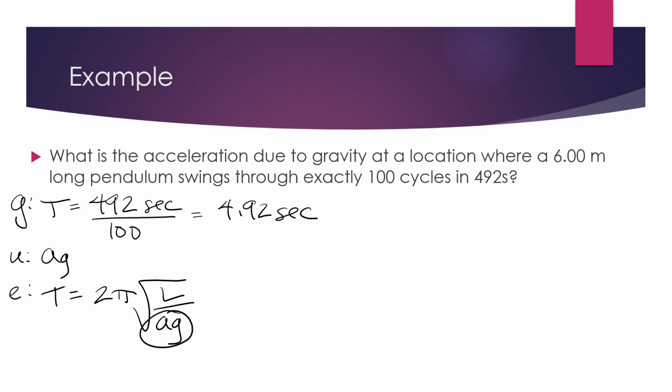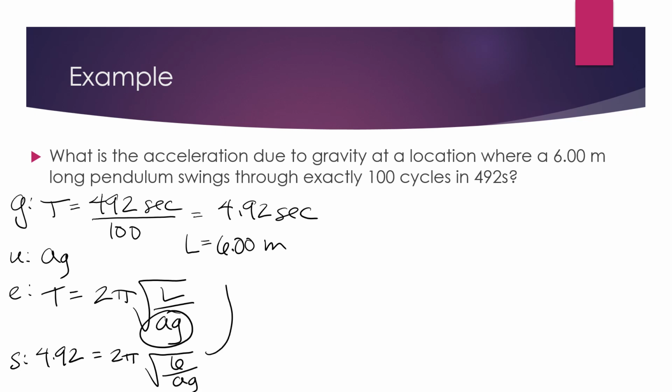Tricky. All right, so step one. I'm going to say 4.92 seconds. My other given, by the way, was a length of 6.00 meters. So this equals 2 pi times the square root of 6 over a sub g. All right, let's let this go right here. First thing I'm going to do is divide both sides by 2 pi.